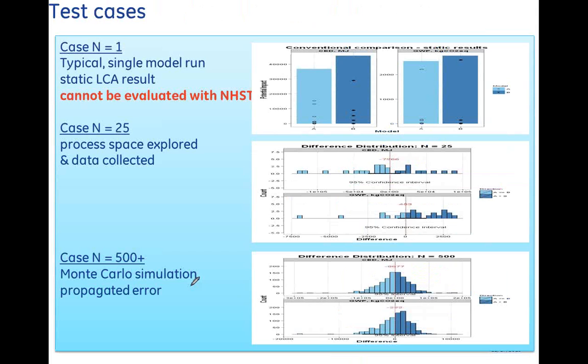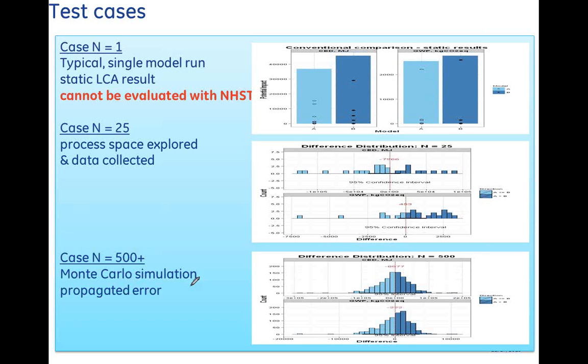All right. So in order to drive the point home, let's entertain three different cases. Case one is when we have our typical set. We run the model once. We try to report it as a bar graph, and we have a one-point data set. Well, in this case, I cannot evaluate this with the null hypothesis significance testing techniques that I'll get into in a bit. Why? Because it relies on historic data to inform the test itself.